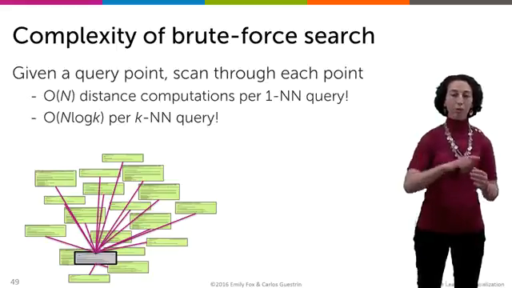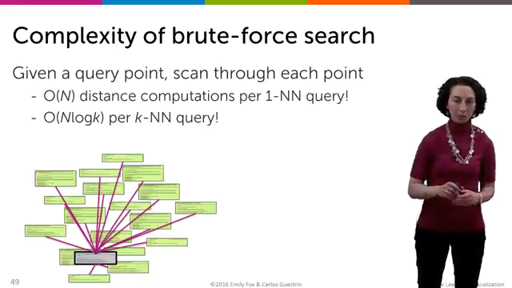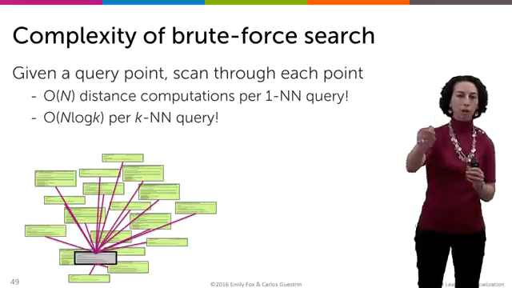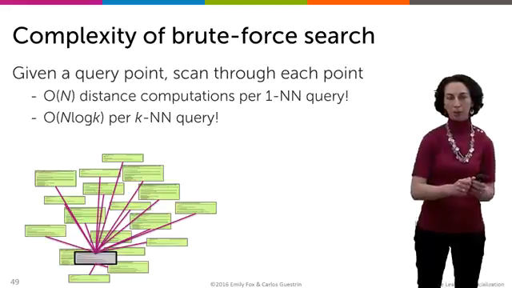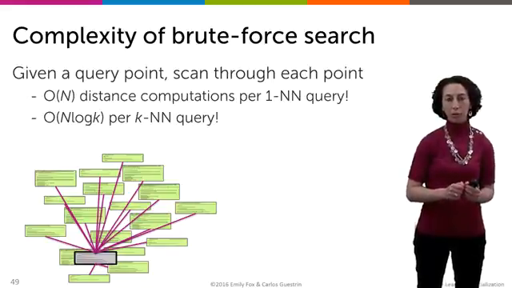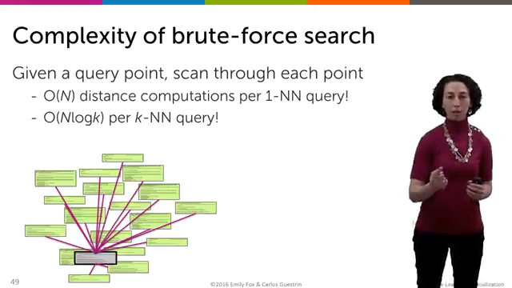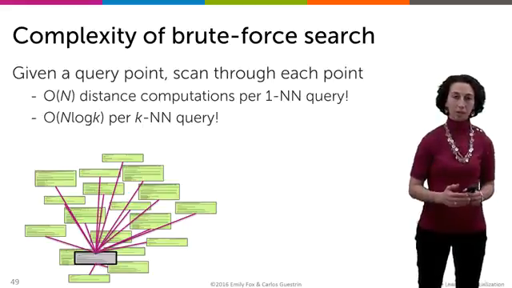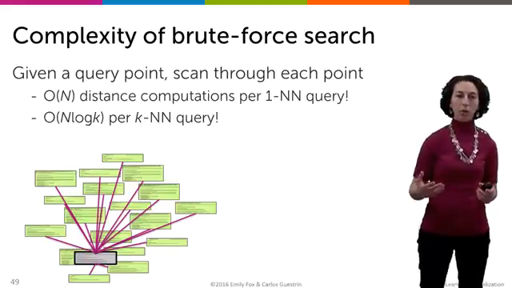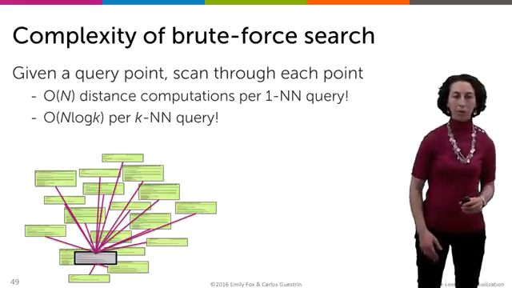Well, we need to scan through all the documents in the corpus, compute the distance to each one, and then we have to say, okay, which is the smallest distance? So what's the complexity of doing that? Well, for a one nearest neighbor query, we have to compute N different distances. So the complexity is order capital N, number of documents in the corpus.